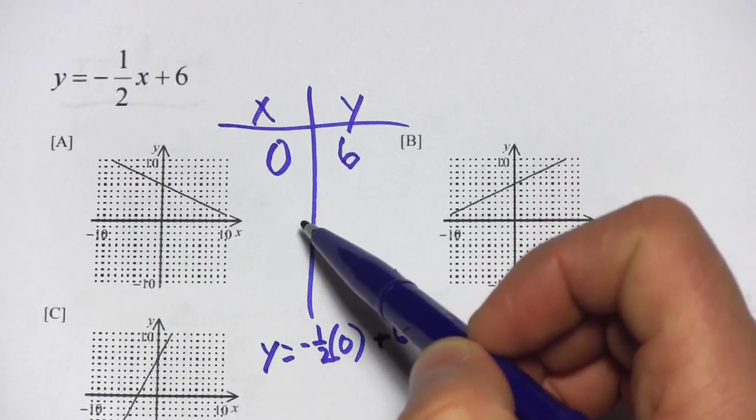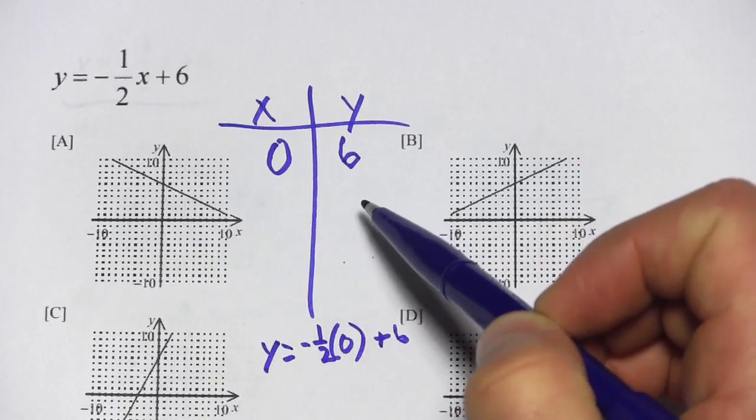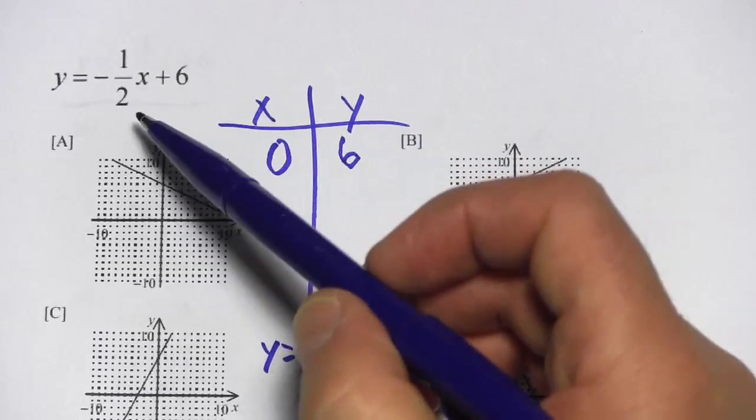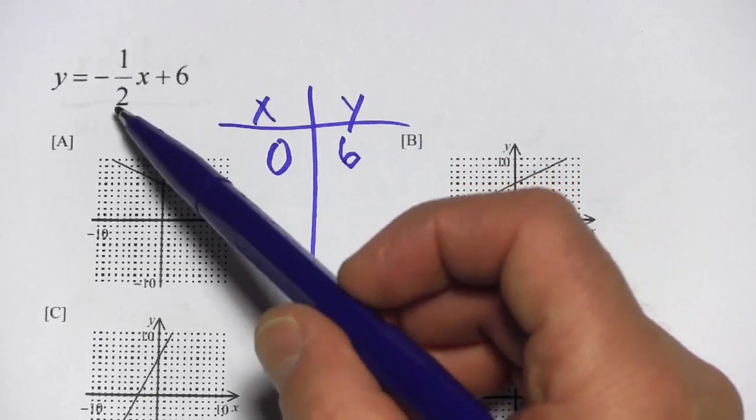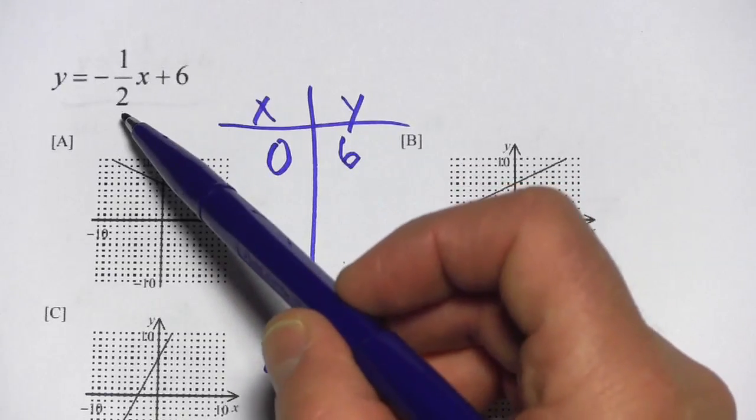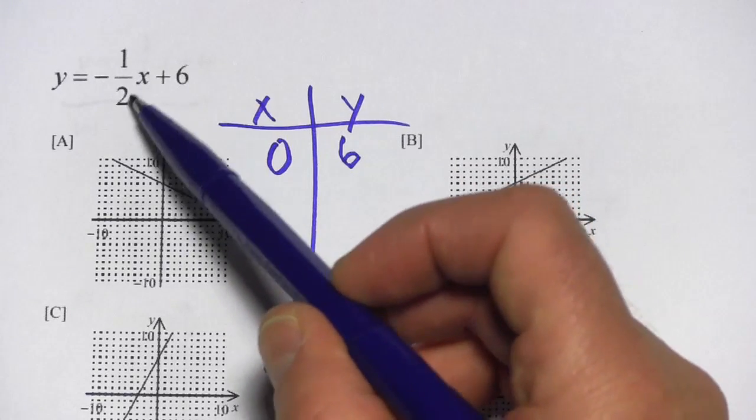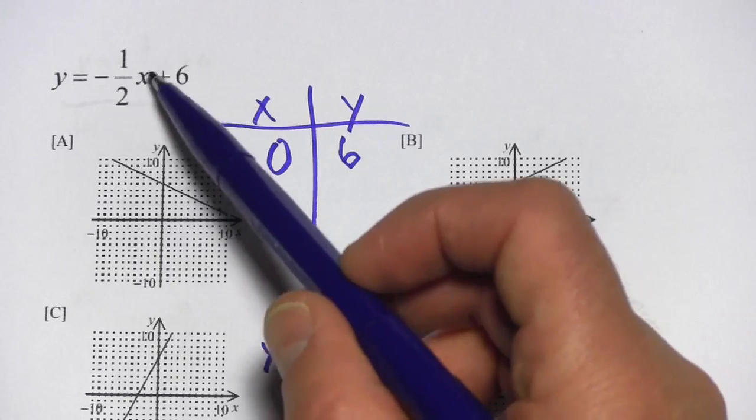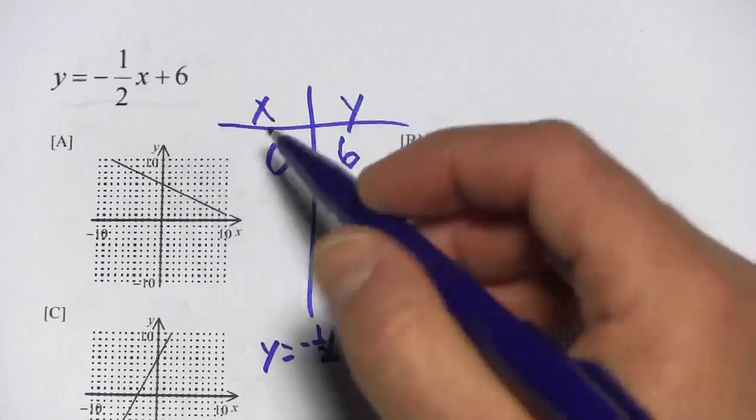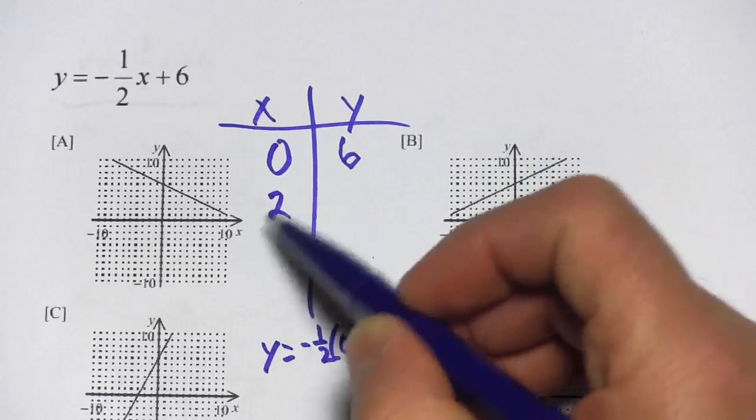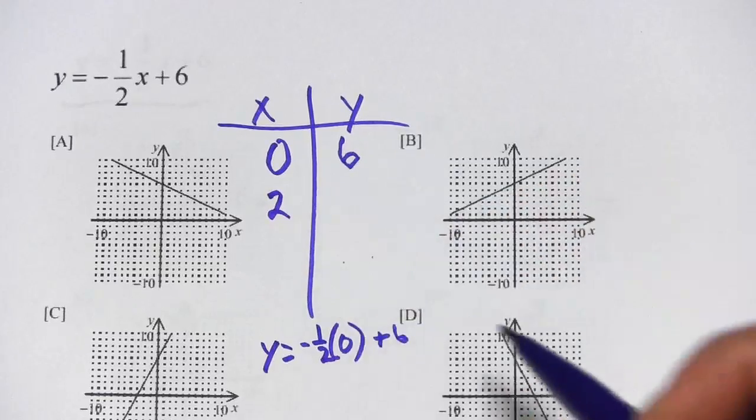Now I want to pick another number because I need at least 2 points to determine my line. And I'm going to try to be smart about this. When there's a fraction multiplied by the x, it's probably easiest if I choose the denominator of that fraction to plug in for x. And I'll show you why. So I'm going to choose 2. I could have chosen any other number, but I'm going to choose 2.